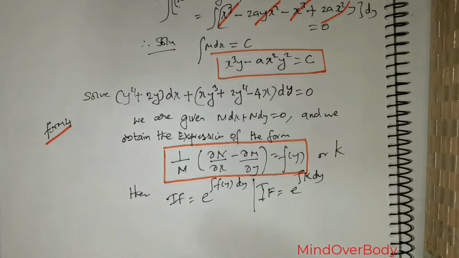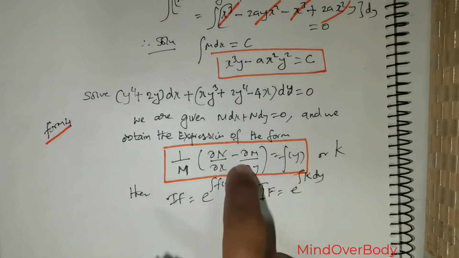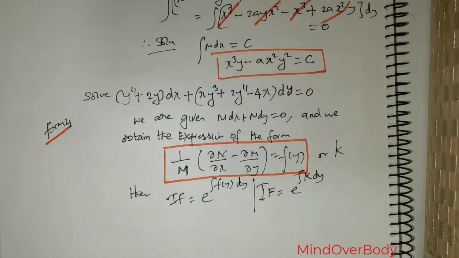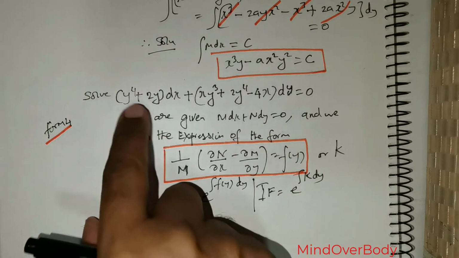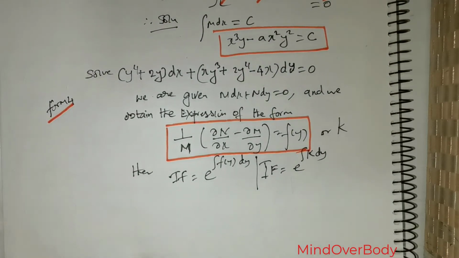So this is important. This is actually 1 over m, and if we are able to achieve this, then the entire question can be reduced to an exact differential equation, and then subsequently it can be solved. So now we are given this question. The foremost thing we have to do is make the check.